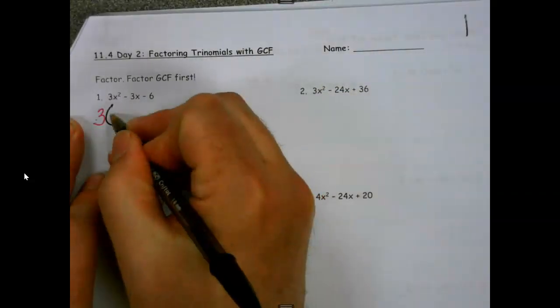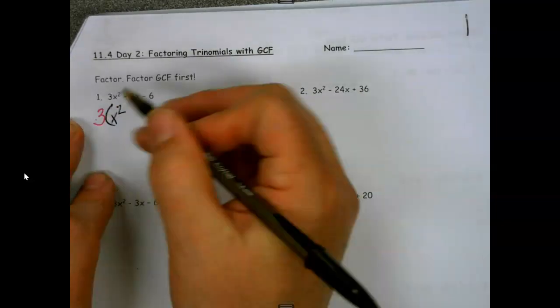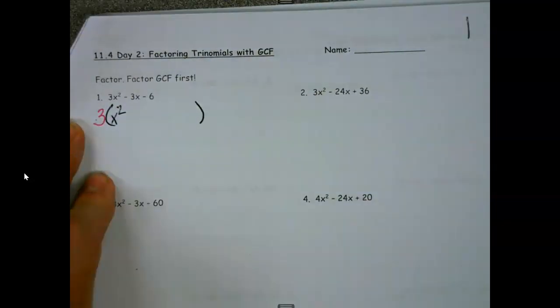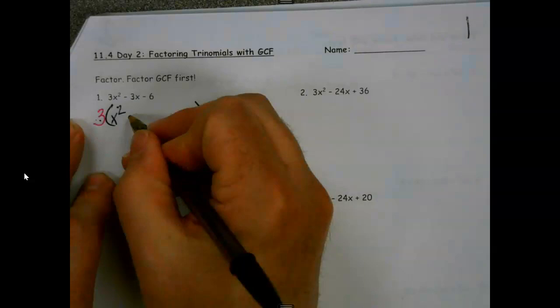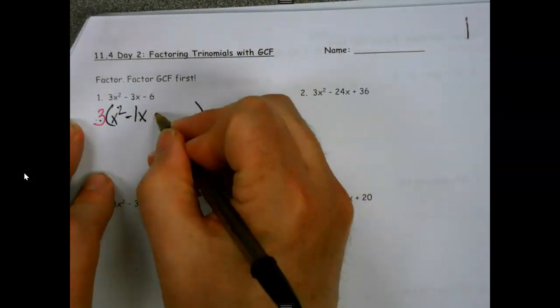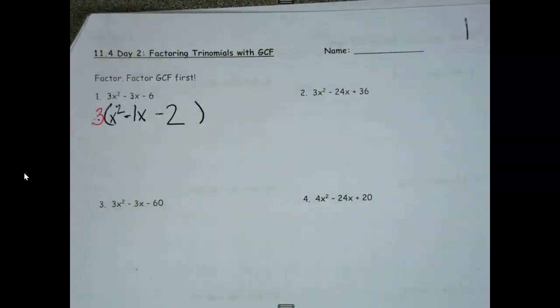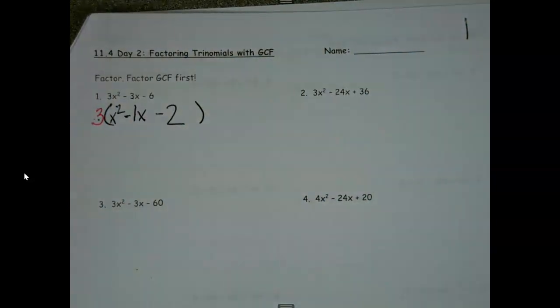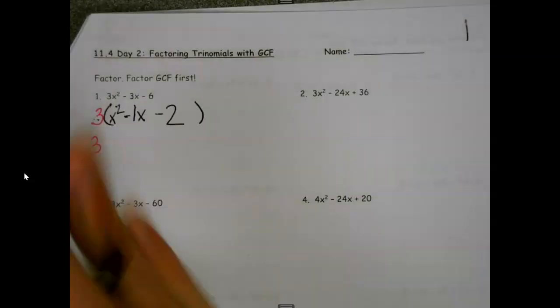Just dividing the bigs in front. Again, if you want to put the 1, go right ahead. -3 divided by 3, I'll put it in this time. -6 divided by 3. Okay, that's the GCF step. That's step 1. Step 2.